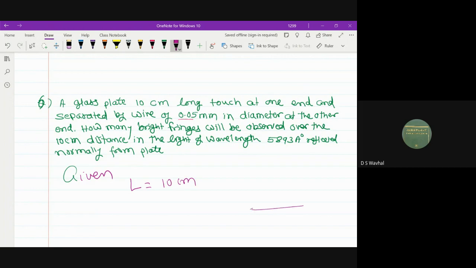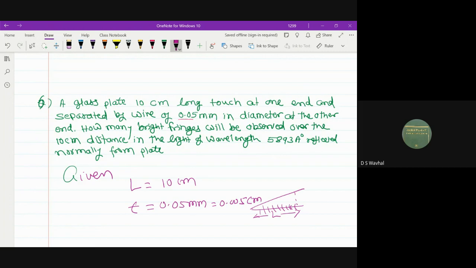If this is the wedge of the film, the length is given here. This length is 10 centimeter, and the thickness is also given: 0.05 mm, that is 0.005 centimeter. We want that in centimeter. Then how many bright fringes will be observed over the 10 centimeter distance? So how many bright fringes will be observed within this distance?